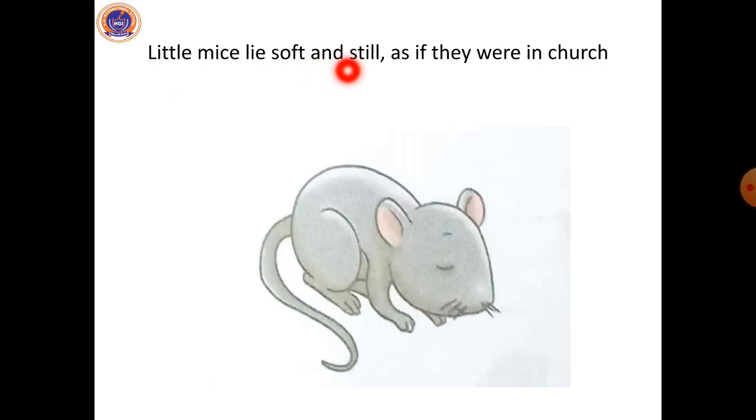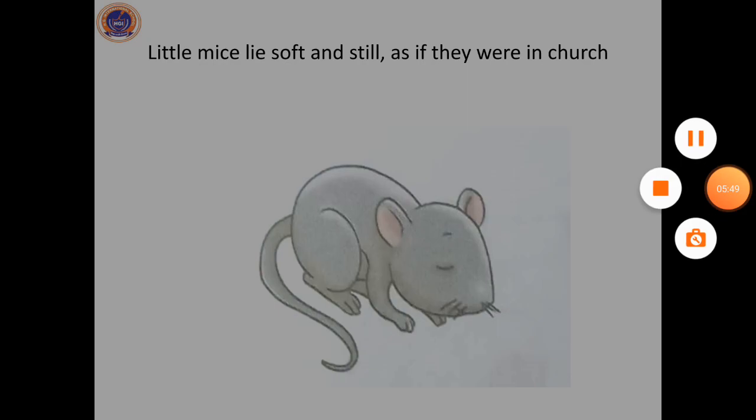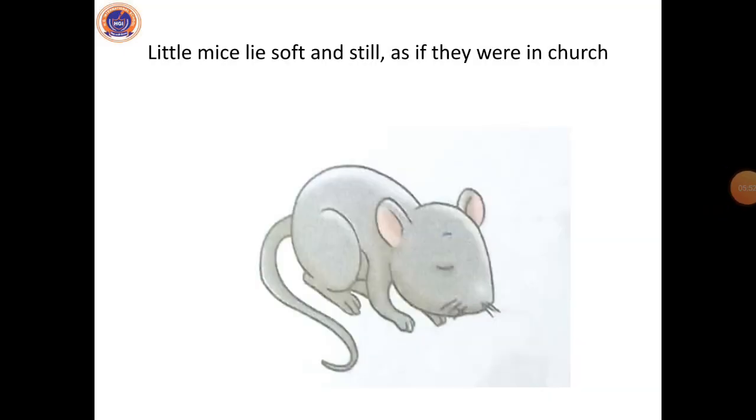Little mice lie soft and still, as if they were in church. Again, repeated. Little mice lie soft and still, as if they were in church. So children, have you seen a mouse? Now little means tiny or small. So a tiny mouse is very soft. If you have seen a mouse, you must have noticed that it is very soft, isn't it? Now here the poet compares the mice with the church.